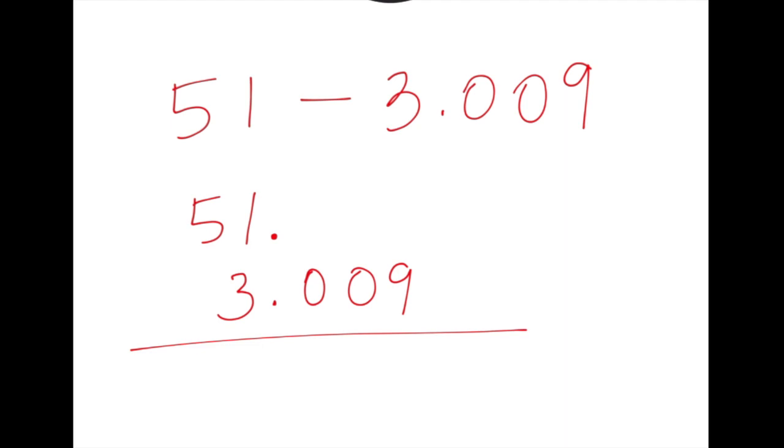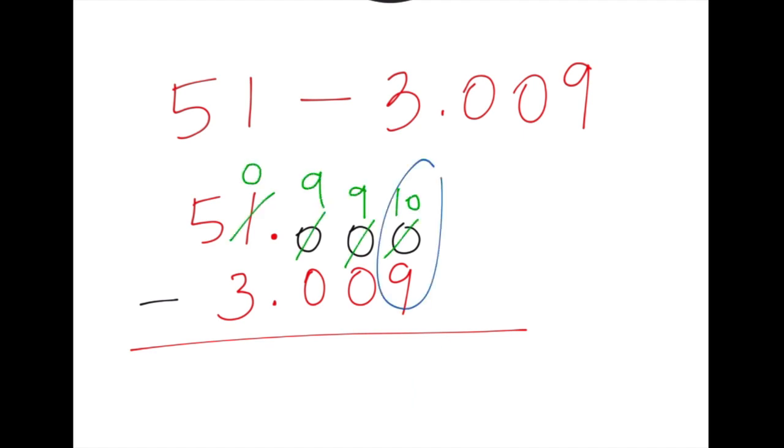Here 51 minus 3.009. So I know I will put here 0 and 0 and 0. And then carry out the subtraction. So again, I will not put 9 here. Don't make that mistake. This becomes 10, this becomes 9, this becomes 9, this becomes 0. 10 minus 9, that's 1. 9 minus 0, that's 9. 9 minus 0, that's 9.